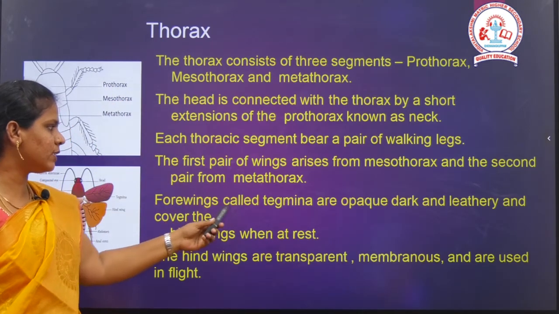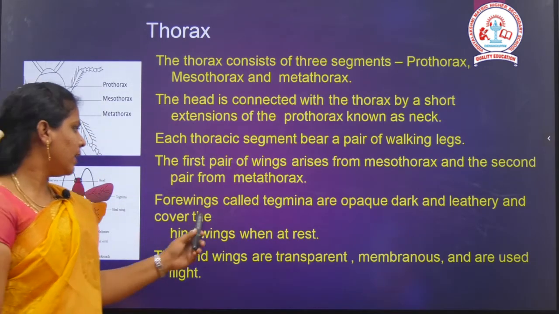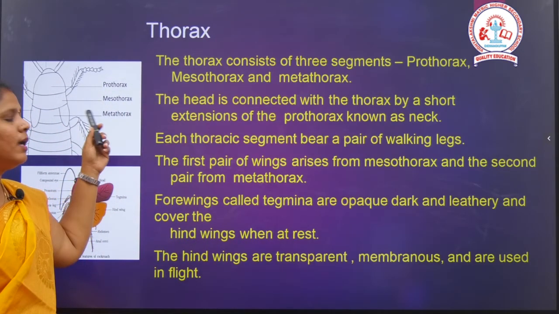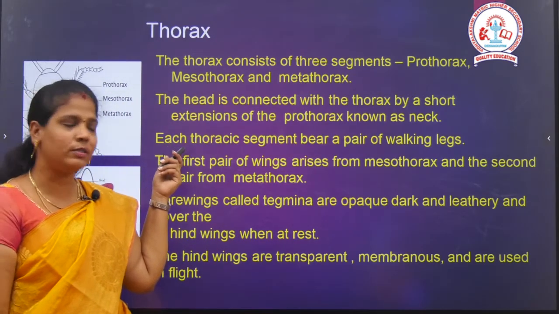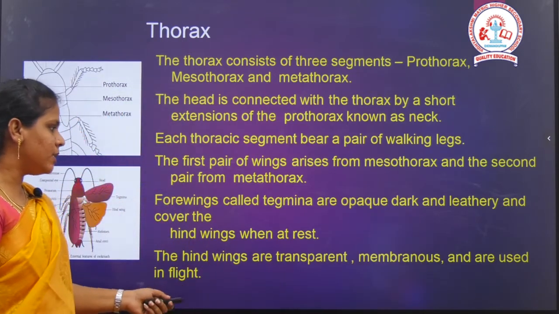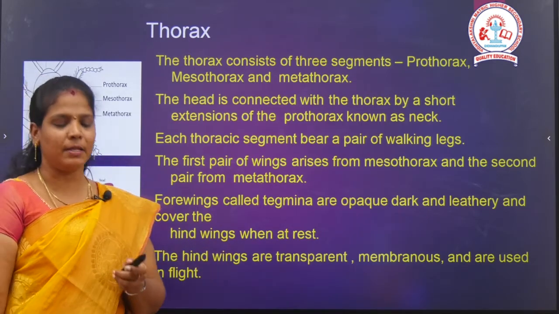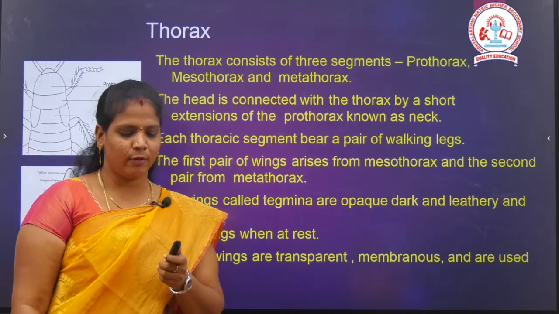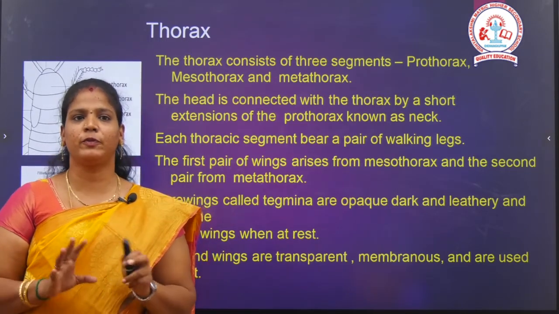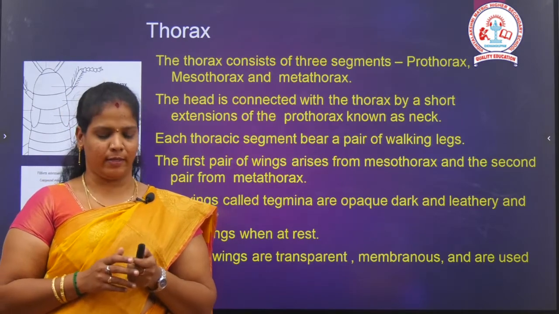The forewings are called tegmina, which arise from the mesothorax, and they are not used for flying. The hind wings, which are present in the metathorax, are used for flying. The hind wings are transparent and membranous. Mostly these cockroaches will not fly. Only if they feel danger, or if they need to, will they fly.